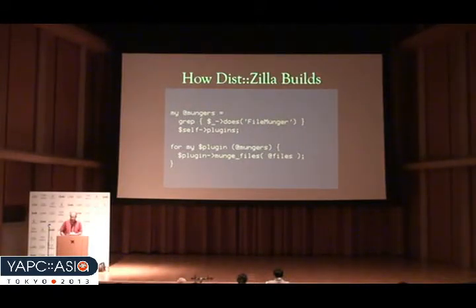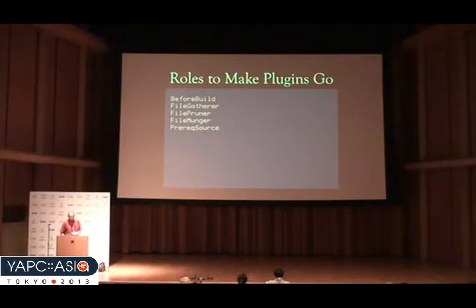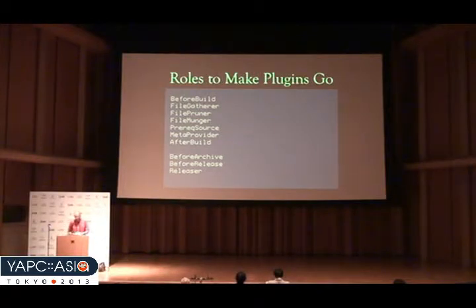So for example, it looks like this. You make a class that uses Moose, and it has that role. And now the plugin would show up as plugins that have this role. Here are some of the roles we've got. Roles for plugins that do stuff before you start, plugins that add files to your distribution, plugins that delete files from your distribution, or edit the files in your distribution, or figure out the prerequisites of your distribution. Every kind of thing that Zilla does is done by a role of plugins.